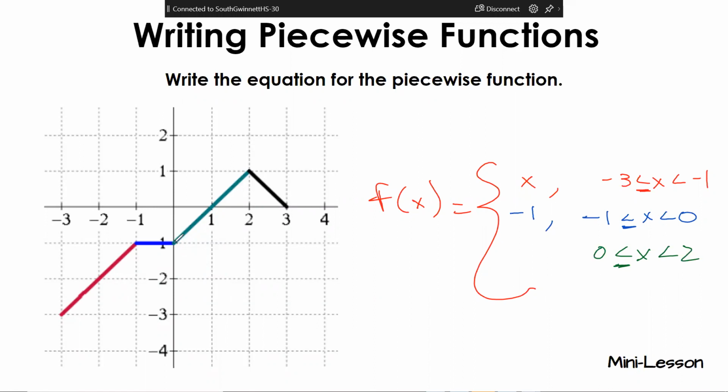Now we're going to write the equation. Well, it crosses the y-axis at -1. Okay, so y equals mx plus b. b is going to be -1. Our slope is going to be up 1 over 1. So we see that's positive. That's going to be 1x. Our equation is going to be x minus 1.